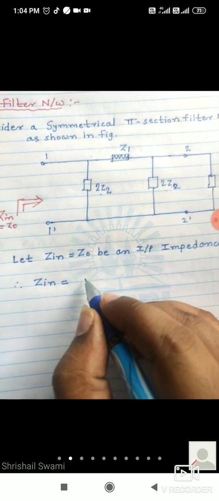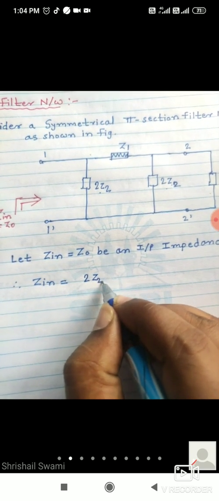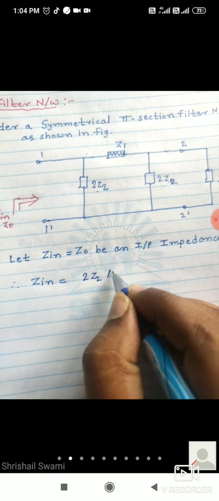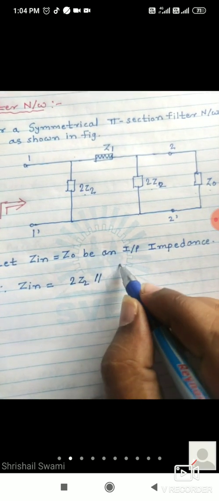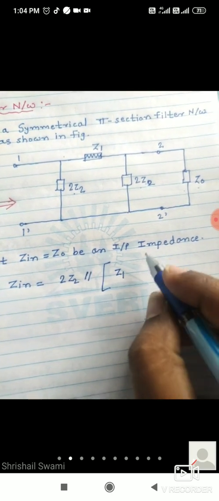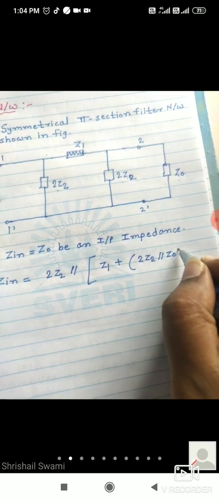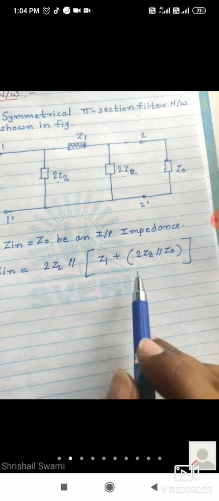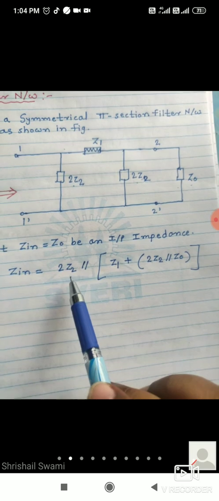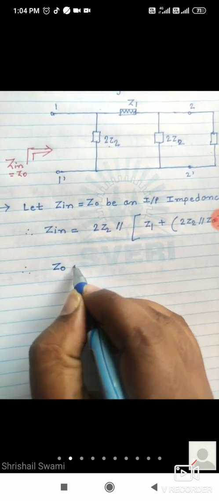So first of all we will write 2Z2 is in parallel with Z1 plus the parallel combination of 2Z2 and Z0. So this is the write up. 2Z2 and Z0 are in parallel. That is in series with this Z1 and that is in parallel with 2Z2. Understood? Now Z in is replaced by what? Z0 on the left hand side. So you can solve this one.